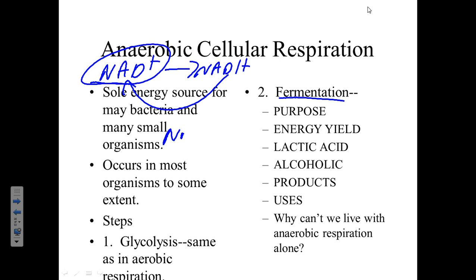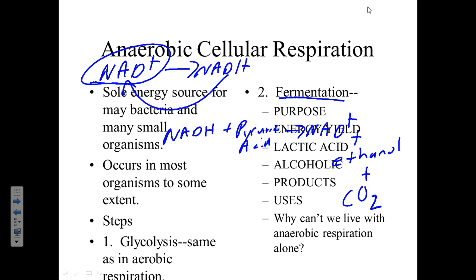Fermentation takes the NADH that you made in glycolysis and the pyruvic acid that you made in glycolysis, reacts those together, and makes NAD plus. But if you're a yeast, what else do you make when you're doing this? Ethanol. You make ethanol, which is drinking alcohol. And you also make what gas? Carbon dioxide. CO2.